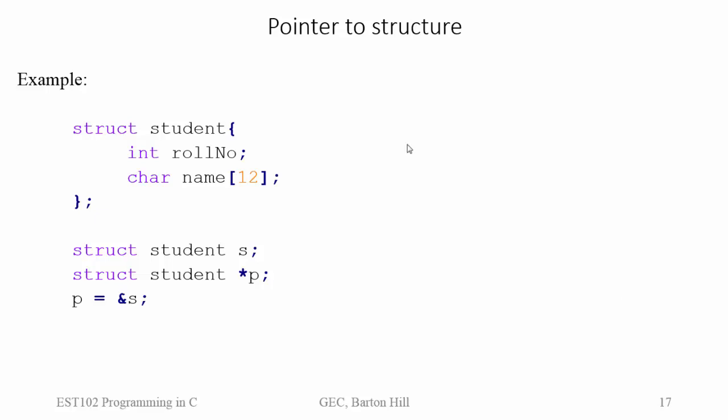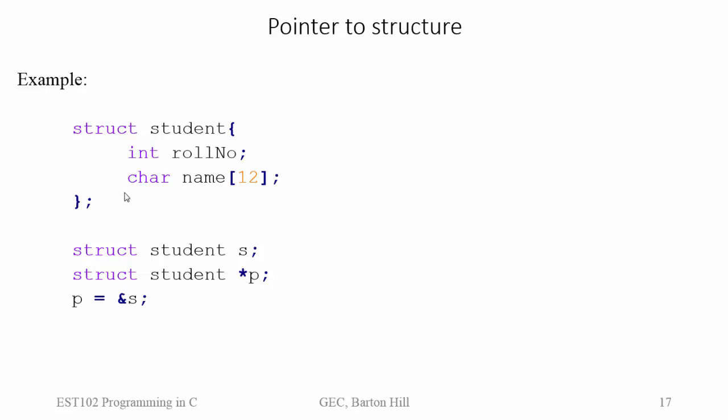Hello all. In this video session we will be discussing pointer to structure variables, and we will be explaining it through an example. So consider that we have a structure student. We have defined a structure student: struct student { int roll number; char name[12]; }. The members of the student are roll number and name.